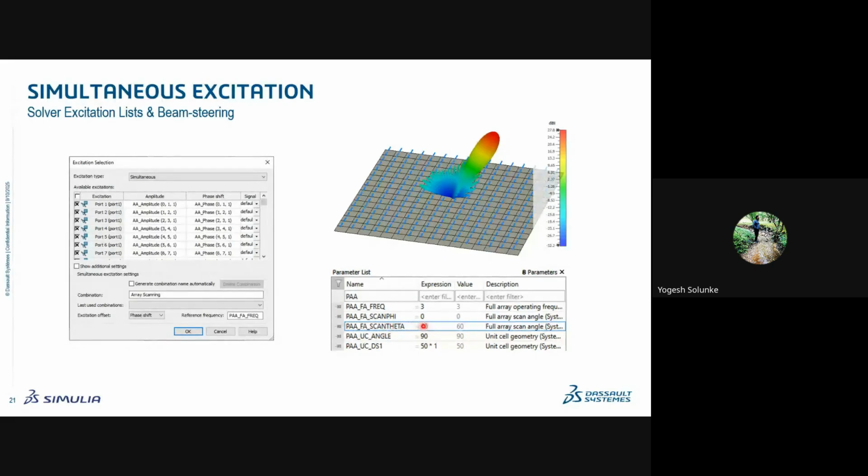And here you can do some theta variation to change the beam also. If you want the beam to be steered at a particular angle, by changing this theta value, we can steer the beam in one particular direction.